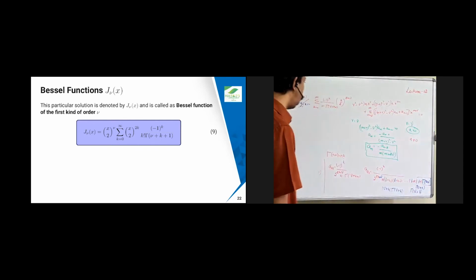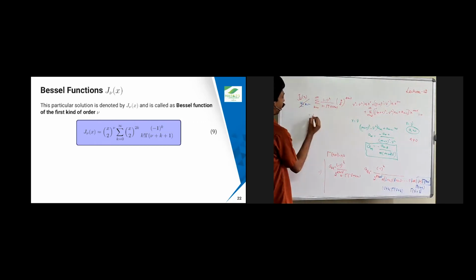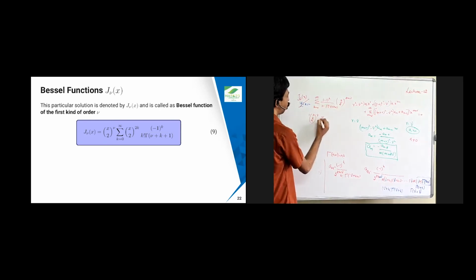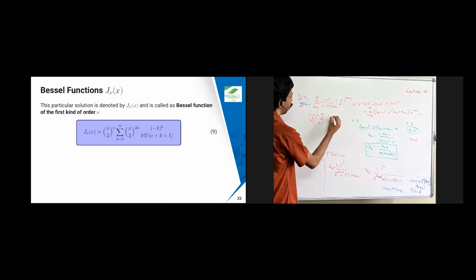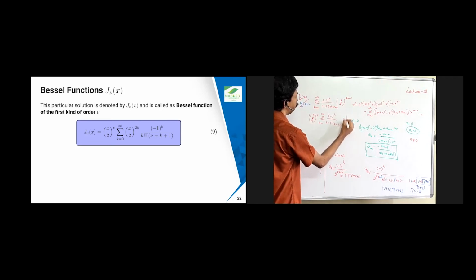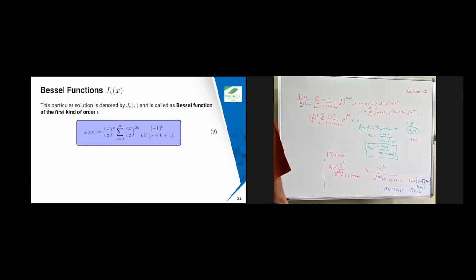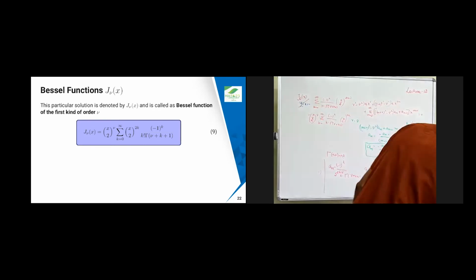Also, people used to write this this way because this nu is independent of k. So I just write this as x by 2 power nu. They take only this term out, and then the remaining thing with the k terms they just use as minus 1 power k, factorial into gamma of nu plus k plus 1, into x by 2 power 2k.